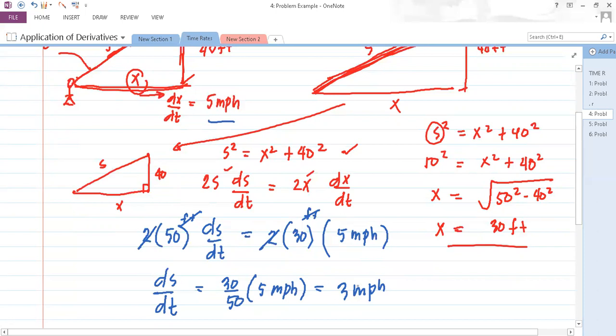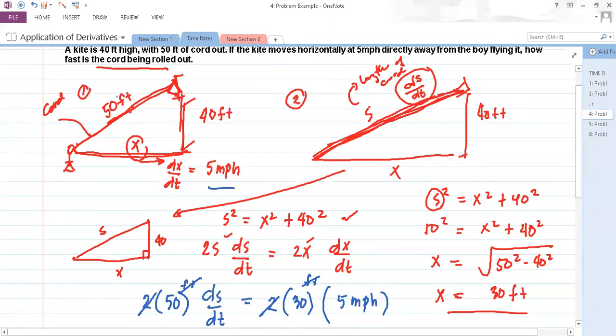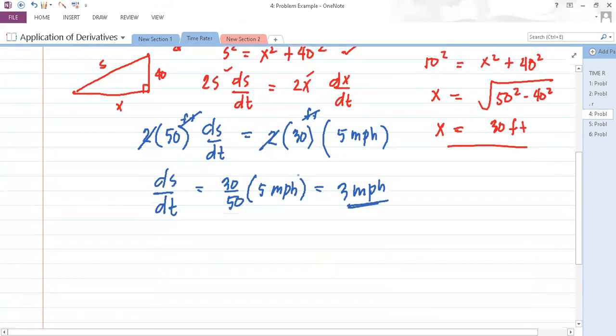So, i-convert natin ito into feet per second para ma-determine talaga natin. Okay, so convert natin ito. Or you can have this as your answer, but since our cord is in feet, okay, so in feet. Kunin natin in feet per second. Okay, so we have here ds over dt is equal to 3 miles per hour.